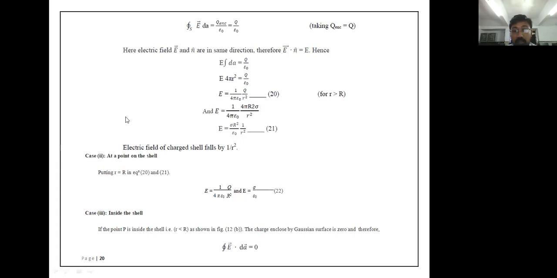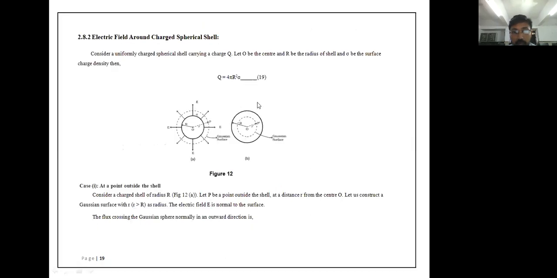And here the radius of the Gaussian surface, small r, is greater than the radius of the sphere, that is capital R. Okay. Now we will substitute the value of q. So it becomes E is equal to 1 upon epsilon 0. Instead of q, we have 4 pi r square into sigma. This is equation number 19. We have substituted the value of q from equation number 19, that is 4 pi r square into sigma.